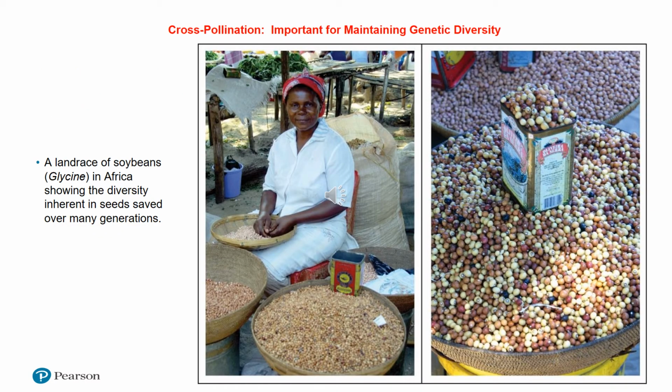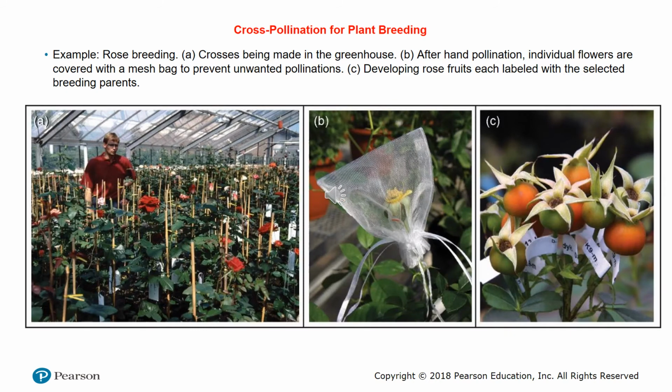Cross-pollination is really important for maintaining genetic diversity. You have the sperm and the eggs from different flowers and different plants mixing and creating more diversity, and that's really important in maintaining diversity in crops, especially if they're being cloned over and over. So the diversity inherent in the seeds is saved over many generations instead of slowly diminished.